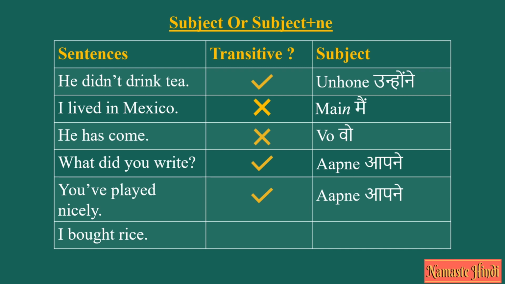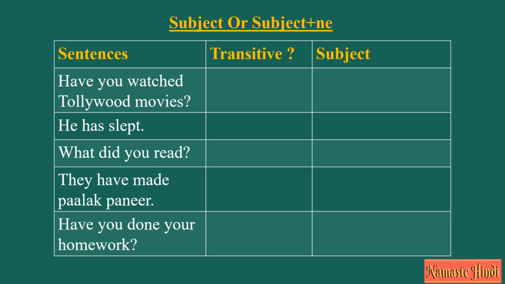Next sentence. I bought rice. What did I buy? The response is rice. So this is a transitive verb and the subject we are going to use is मैंने. Remember, transitive verbs are always transitive. It doesn't matter if the verb is used in simple sentences or question sentences. Drink, write, play, and buy are always going to be transitive verbs. Now you try. Find out the transitive and intransitive verbs. If you want, you can pause the video.